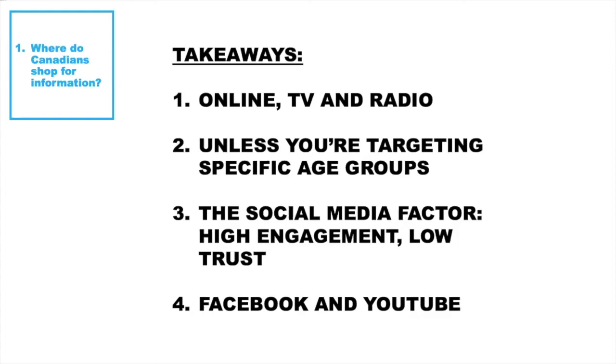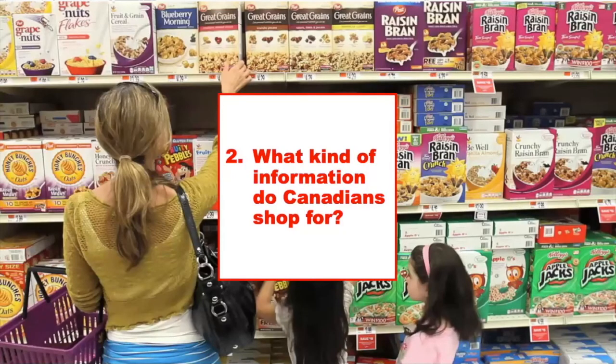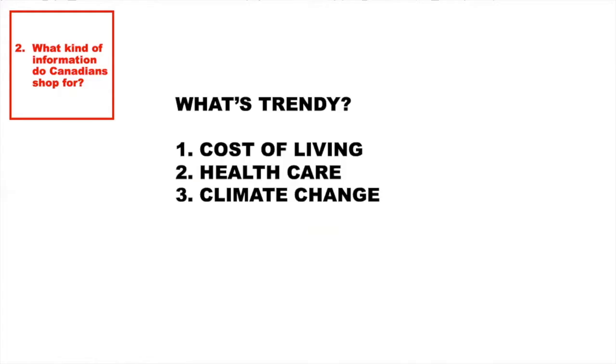So all of this leads to our second question: what kind of information are Canadians shopping for? Which aisle are they looking down? What are they looking to pull off the shelf? Here, I'm going to refer only quickly to some polling that was done by Abacus Data ahead of the recent election. Basically, what's trendy? Climate change.